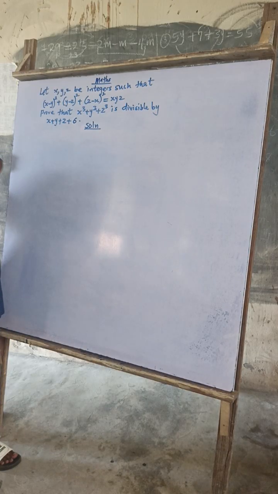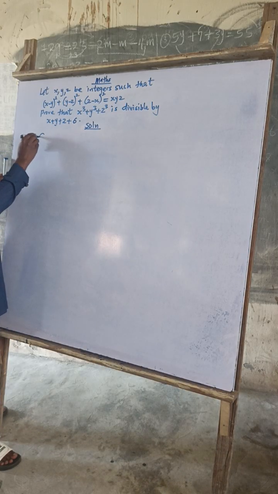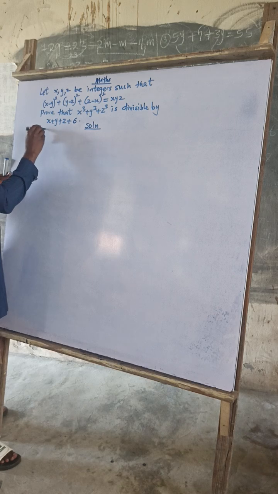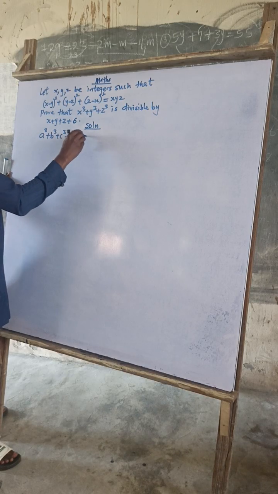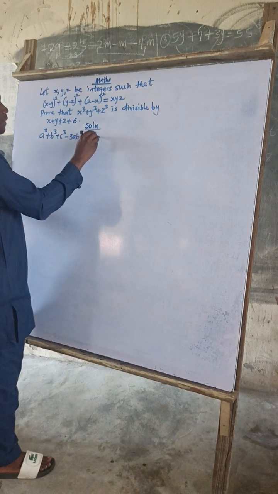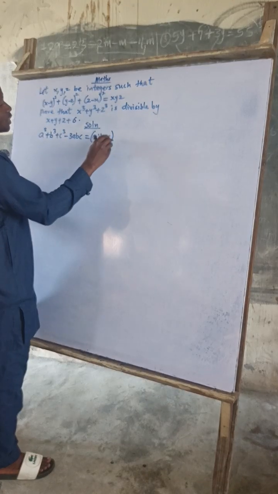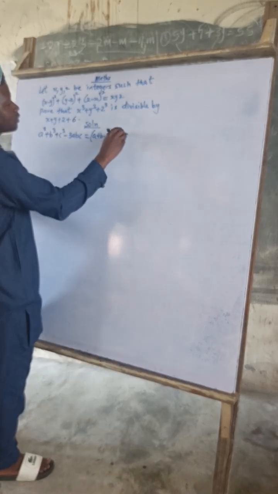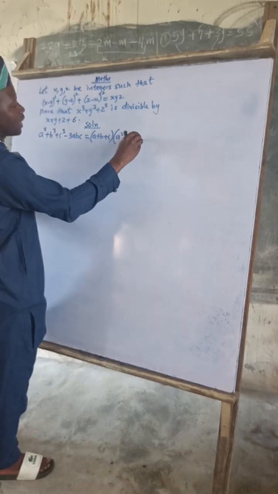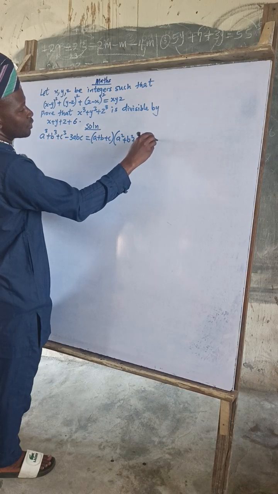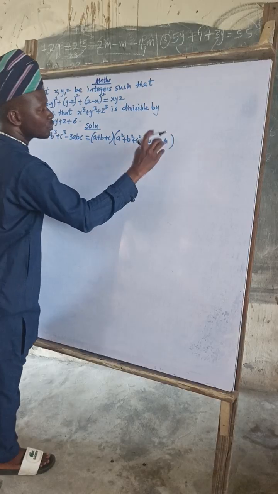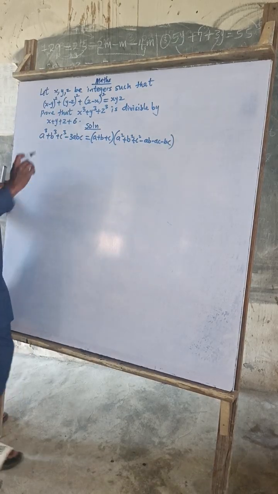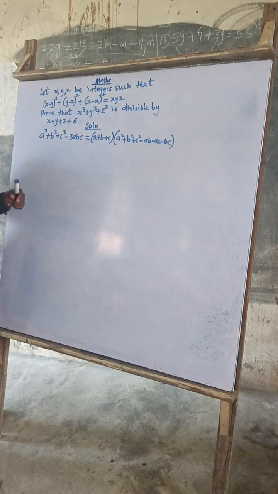Now, in my previous video, I made a video on factorization of a cube plus b cube plus c cube minus 3abc to be (a plus b plus c) into (a squared plus b squared plus c squared minus ab minus ac minus bc). So this is what we are going to use in proving the question that we are asked to prove.